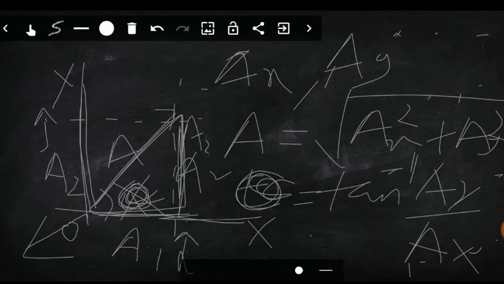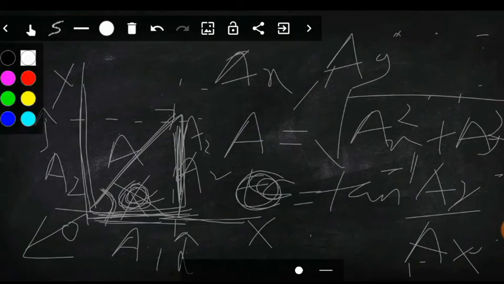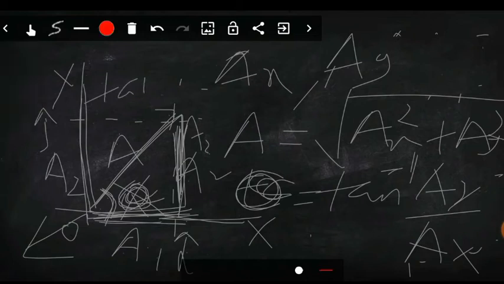That is from this triangle, again we are considering the trigonometric ratio. Tan theta equals opposite side by adjacent side. Tan theta, opposite side means ay, divided by adjacent means ax. So tan theta equals ay by ax. Then taking the tan to the other side, theta equals tan inverse of ay by ax. That is the equation we obtained. Okay, that is the way we find this theta value and the resultant value if the components are given.